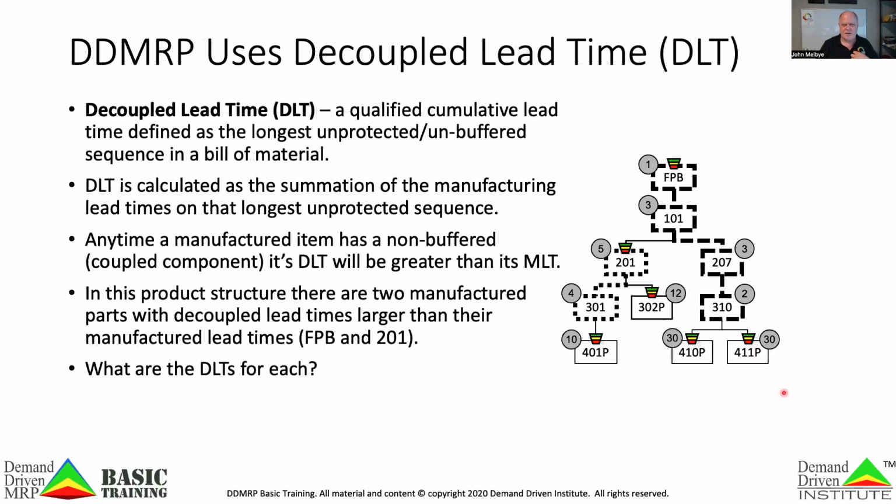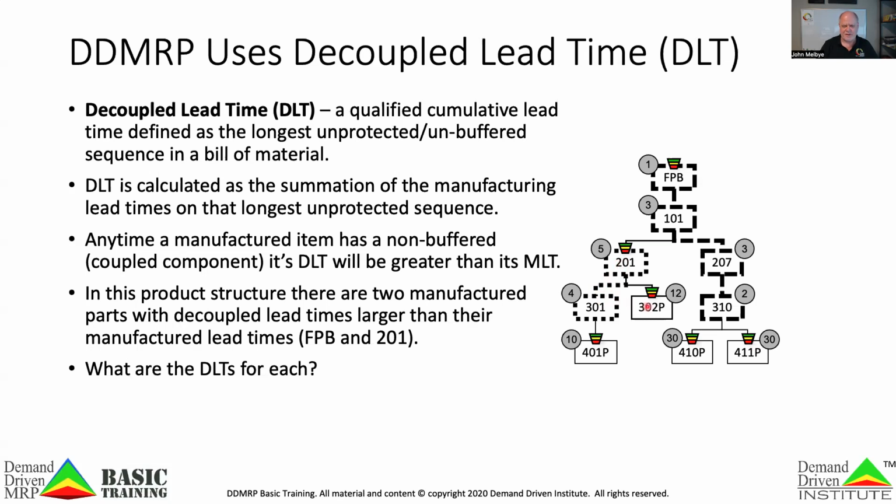Decoupled lead time essentially is a qualified cumulative lead time, the longest unprotected, unbuffered sequence in the bill of materials. And we can see them outlined here. There's one over here and one over here. FPB has a decoupled lead time of 1 + 3 + 3 + 2. And 201 has a decoupled lead time of 4 + 5. Both of them add up to 9. So we have a 9-day decoupled lead time. And anytime we have a non-buffered item on the decoupled lead time chain, the decoupled lead time will be greater than the manufacturing lead time.